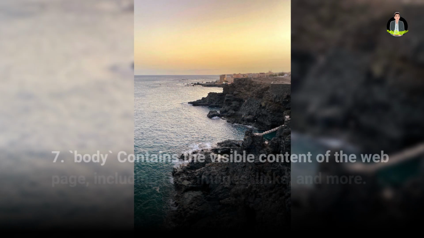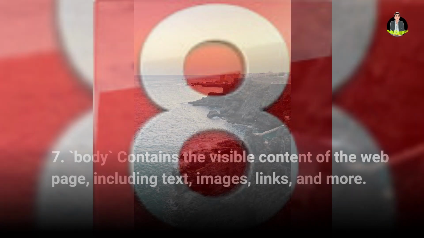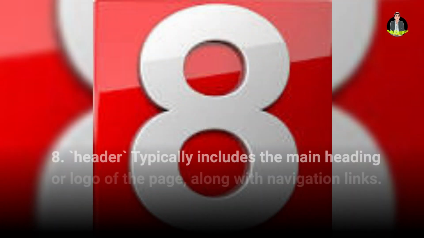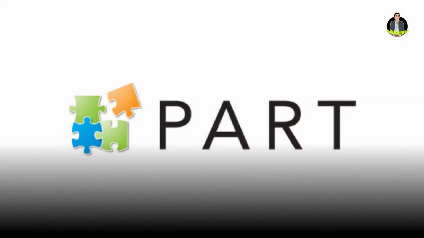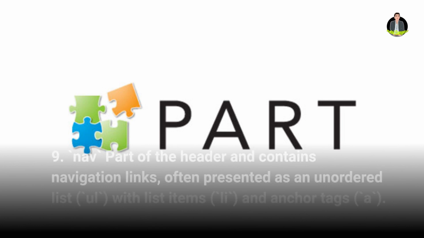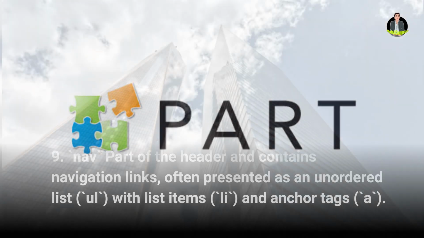7. `<body>` contains the visible content of the web page, including text, images, links, and more. 8. `<header>` typically includes the main heading or logo of the page, along with navigation links. 9. `<nav>` part of the header and contains navigation links, often presented as an unordered list, `<ul>`, with list items, `<li>`, and anchor tags, `<a>`.